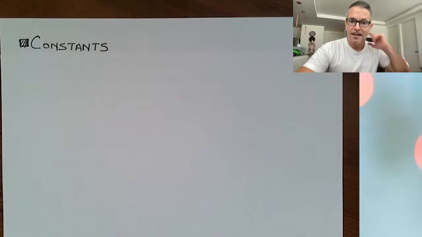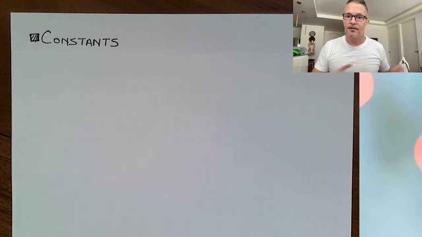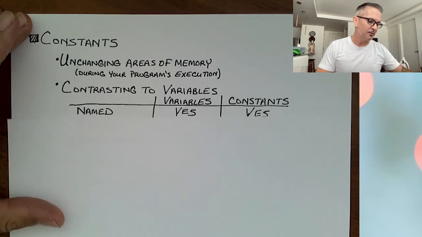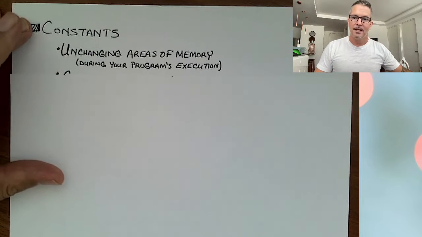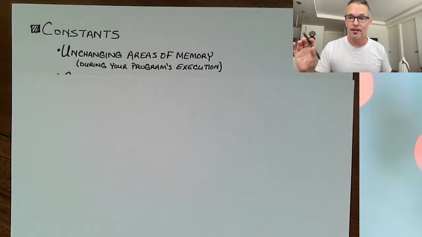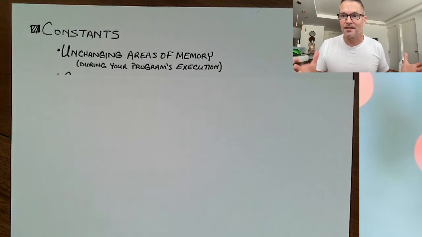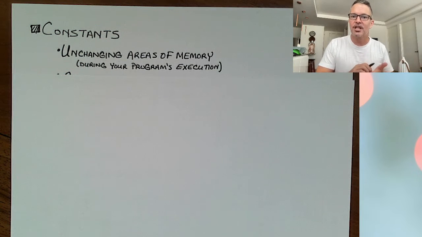Today, we're talking about constants. And this is a follow-up from our video on variables. Let's break this down in a really simple way. If variables are just a named area of memory that you can alter during your programming, constants are kind of the opposite, or the nemesis of the variable. These are unchanging areas of memory. They won't change during the execution of your program.